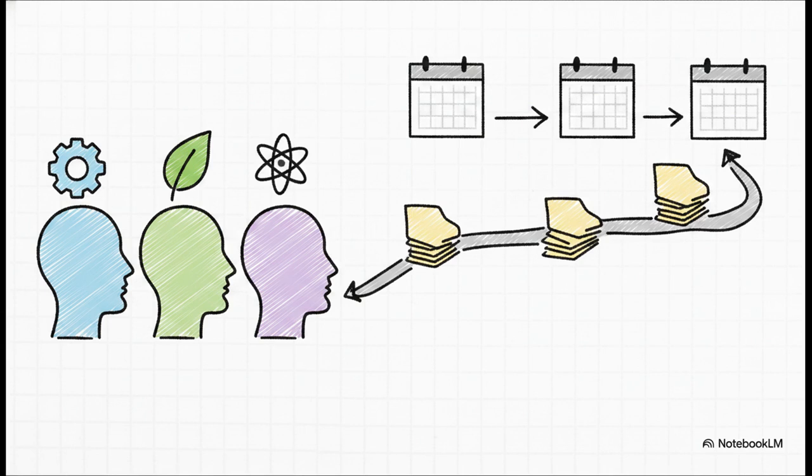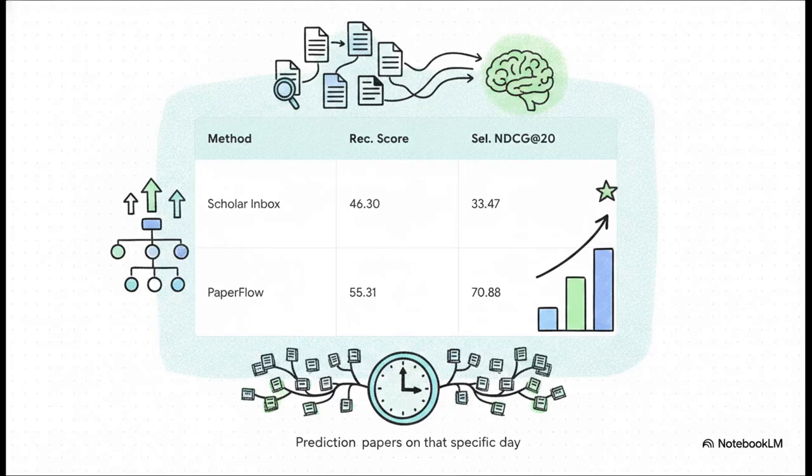And this is important. They froze the daily paper pools and enforced a strict temporal order, meaning they ensured there was absolutely zero future information leakage. The AI had to learn day by day, no cheating allowed. And the results? Well, they are incredibly telling.